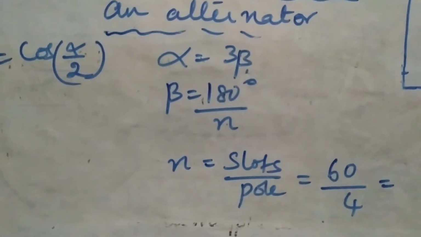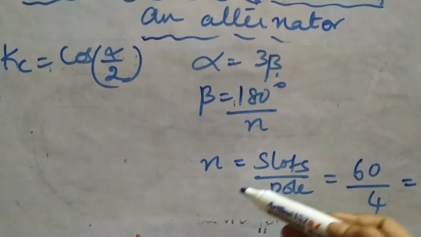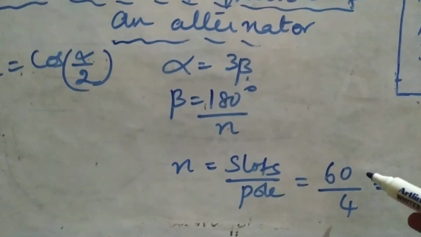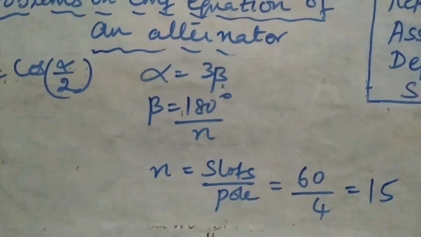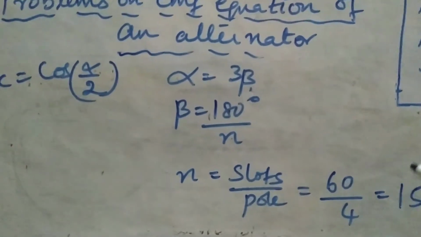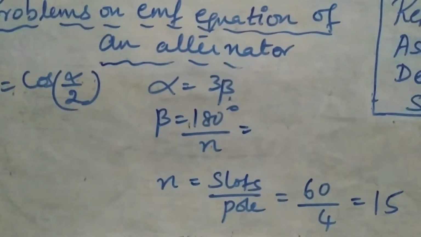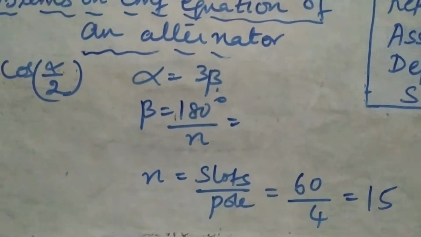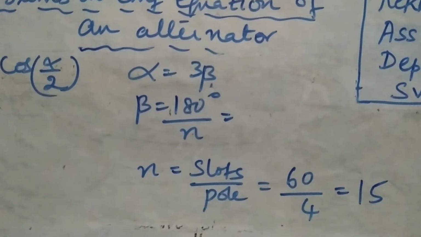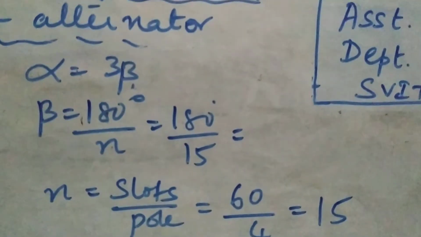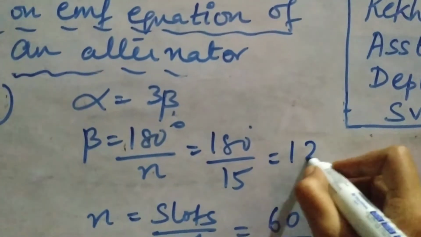So here alpha is equal to 3 times beta. Beta is nothing but 180 degree divided by n. N is nothing but the slots per pole. So slots is given 60 and pole is also given 4. So the answer will be 15. Right? So now you can solve by substituting this 15 into this formula. So it results in 180 degree divided by 15. It results with 12. Okay.